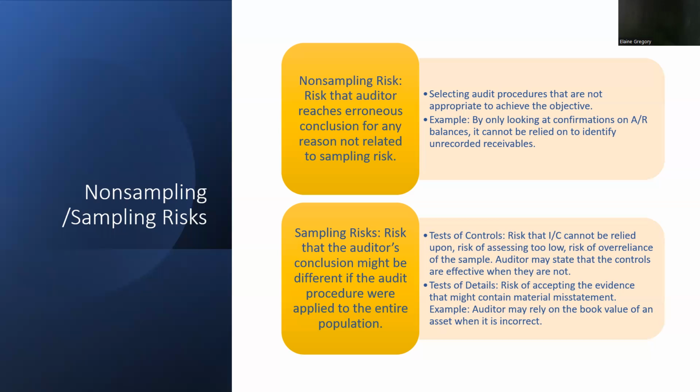So if we're looking at the entire AR account classification and we're looking at only confirming a sample of AR balances by sending confirmation letters out, we cannot confirm or rely on whether or not there may be unrecorded receivables in there that we didn't catch.